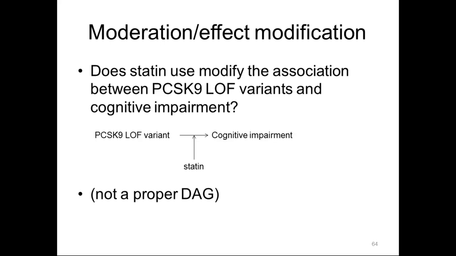Right? So if we want to know, does using a statin modify the association between PCSK9 loss of function variants and cognitive impairment, right? One of the things that people will tend to do, the sort of natural thing to do, is to draw an arrow between your proposed effect modifier or moderator and this arrow, which, if it helps you to think about it, great, but this isn't really a proper DAG, right? It doesn't follow all the DAG rules that go along with it. But it sort of says, okay, what we think is maybe for statin users, the association between this gene and cognitive impairment might be different between statin users and statin non-users.